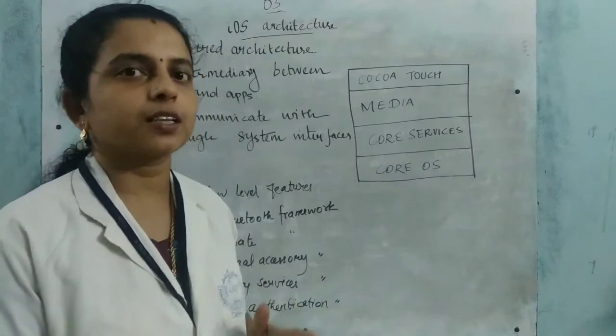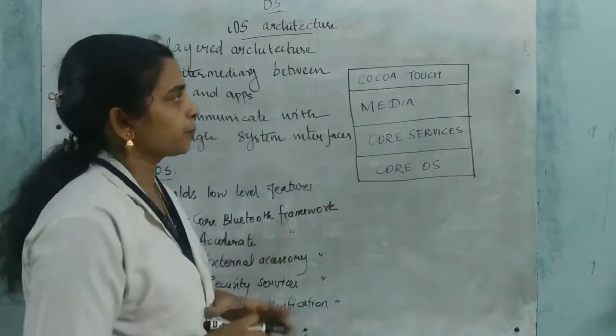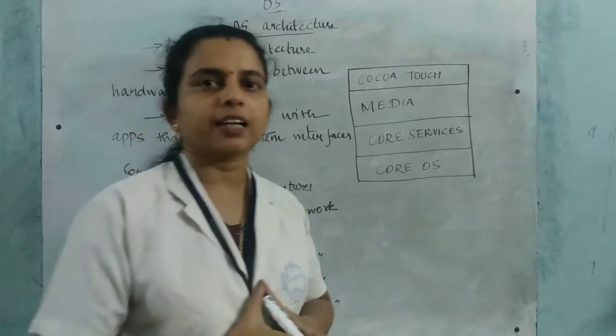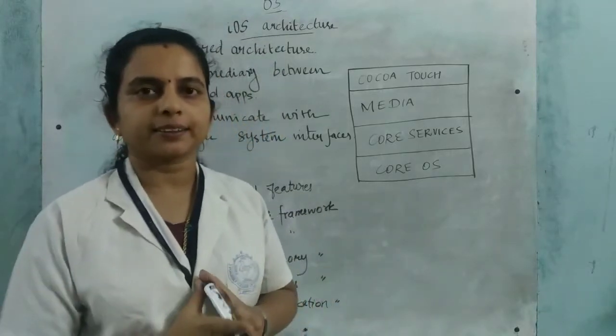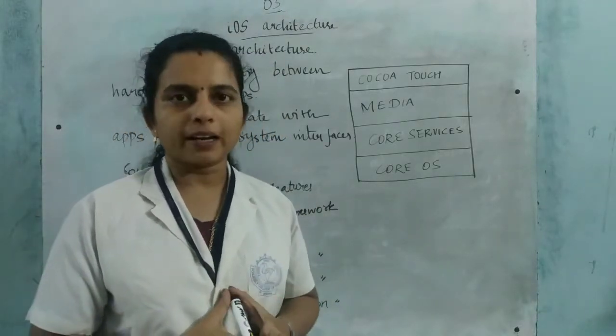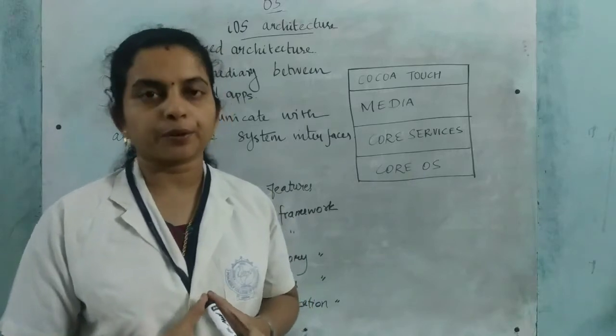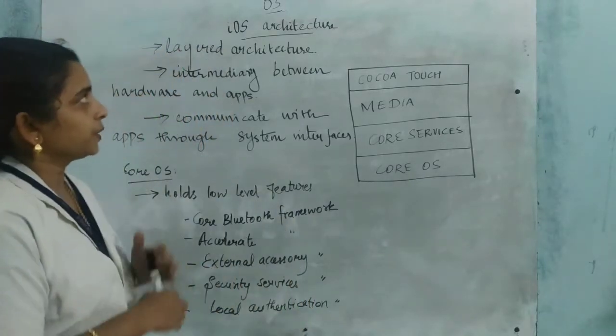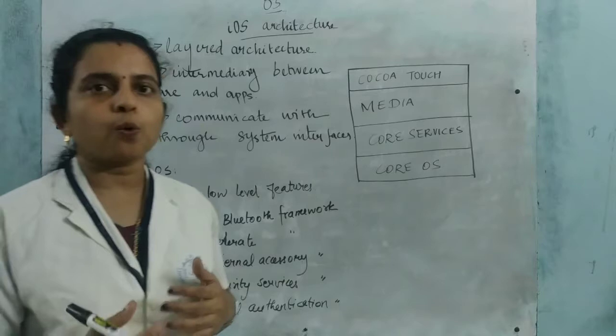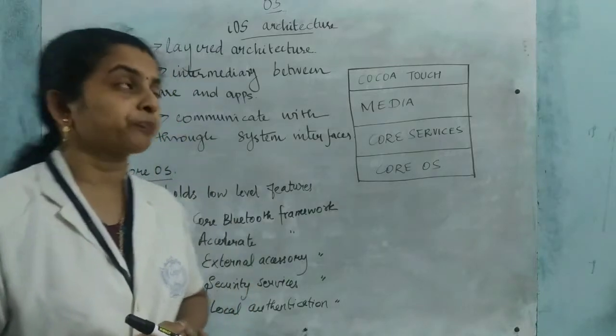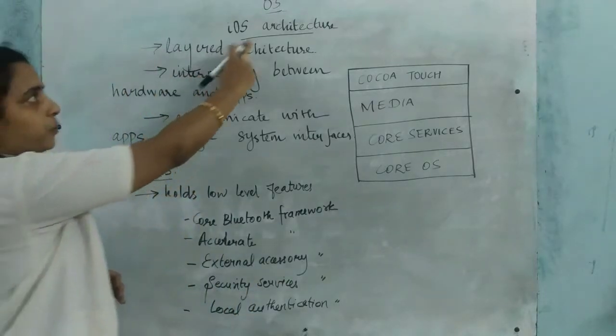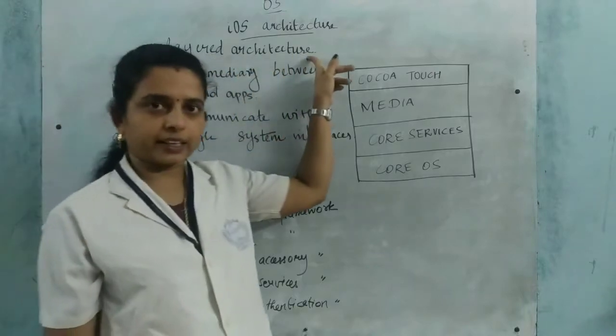Fifth unit, iOS architecture. So you all have heard about this iOS, right? It is one of the operating systems, and so many mobile phones are using this iOS. Here we can see what iOS is and how it is working. First one, it is iOS architecture. It is a layered architecture.